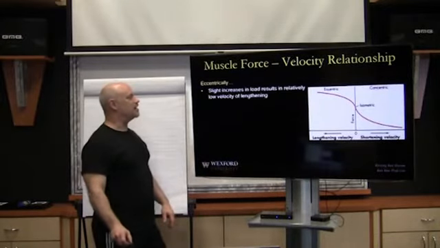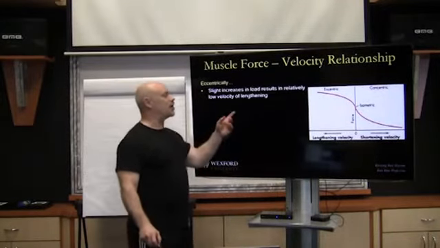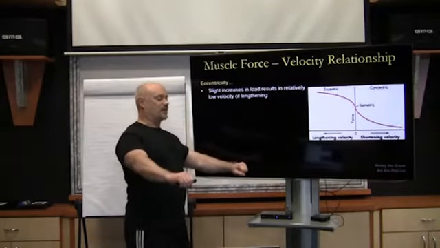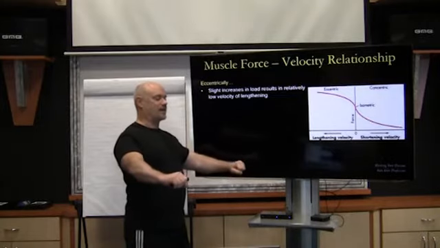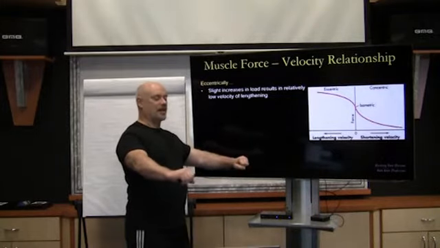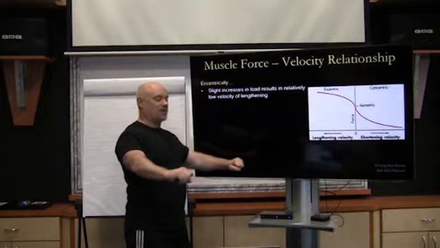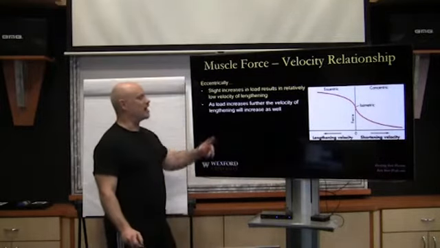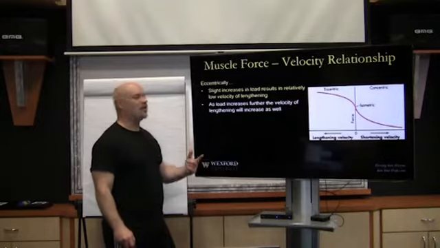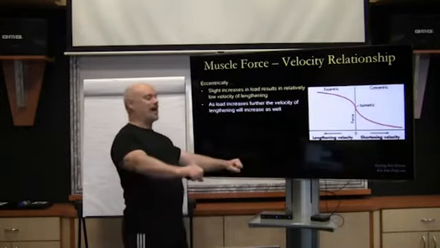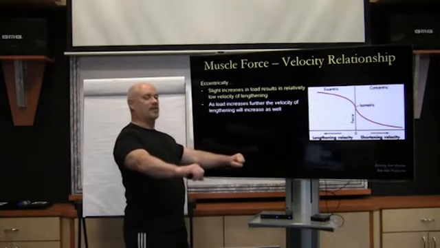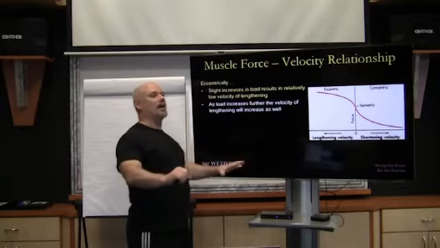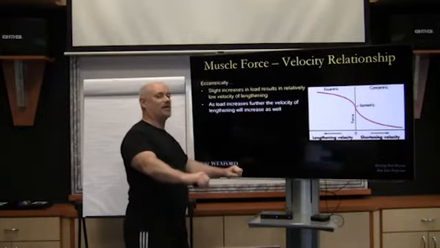Now, eccentrically, slight increases in load result in a relatively low velocity of lengthening. So if you're trying to bring down a weight, like in a bench press, if you got a slight increase from isometric, you can move it slowly. But what happens when you start loading it up? As the load increases further, the velocity of lengthening will increase as well. In other words, you've got a heavy weight, at this particular load, let's say 300 pounds, you can lower it to your chest slowly. But what happens when you put 350 on there?